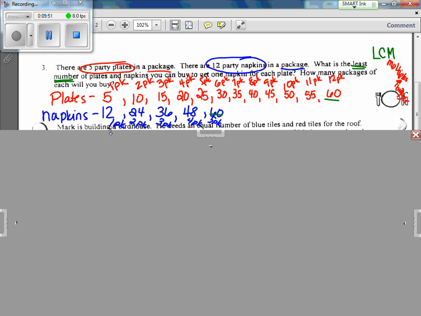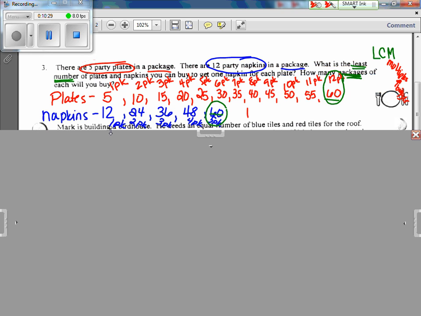But be careful because the question asks how many packages. If I answered 60, what I would be answering is I'm going to get 60 packages of each. I'm going to get 60 packages of plates and 60 packages of napkins. Well, now all you have is a whole lot of plates and a whole lot more napkins. You still don't have even amounts of each, and that's the whole point of the question. So make sure you're looking. This is why I label the packages, because if it's asking for packages, I need to answer packages.